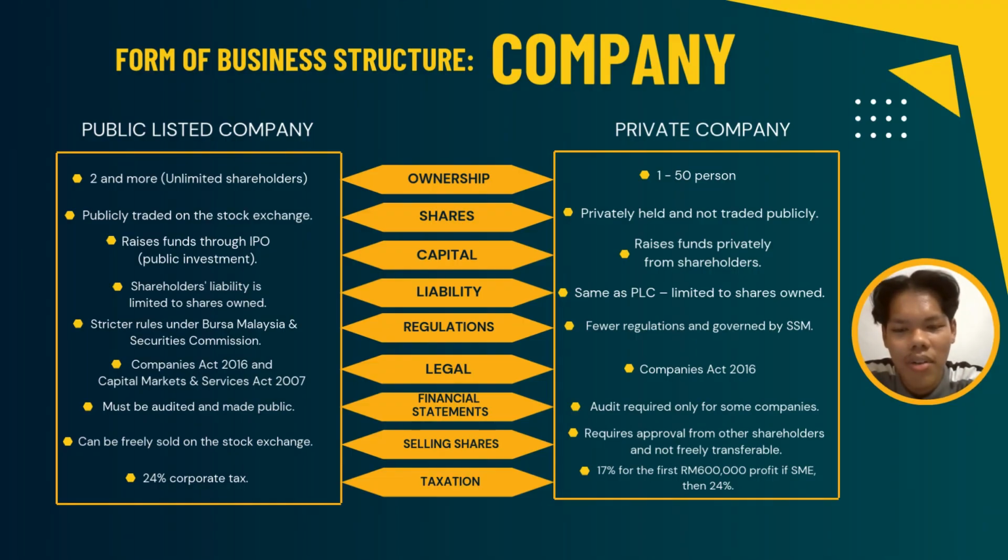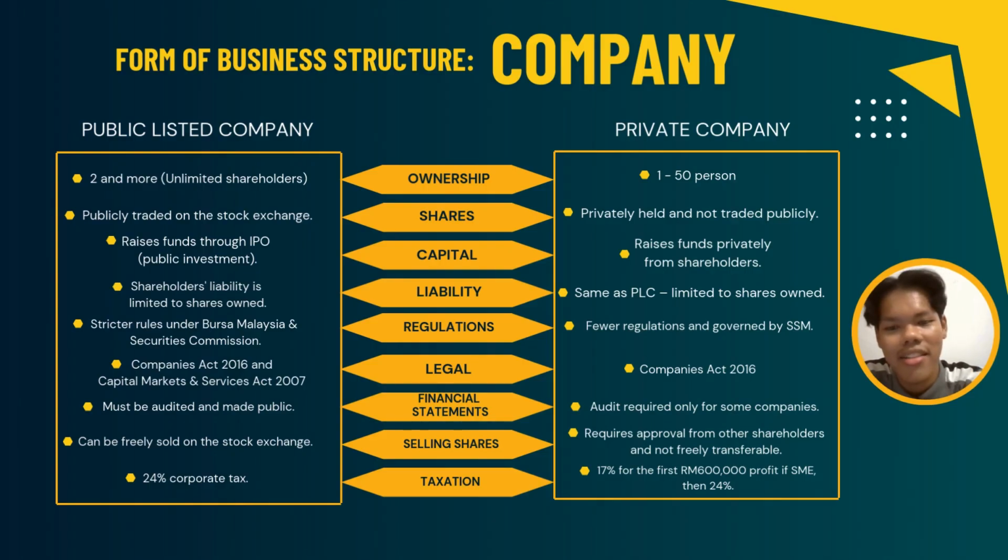Now let's talk about the financial statement. Public listed companies are required to prepare and disclose audited financial statements to the public. This ensures transparency for investors and regulatory bodies. On the other hand, private companies only need to prepare financial statements, and auditing is not mandatory unless they meet specific criteria. This makes compliance easier for smaller businesses.